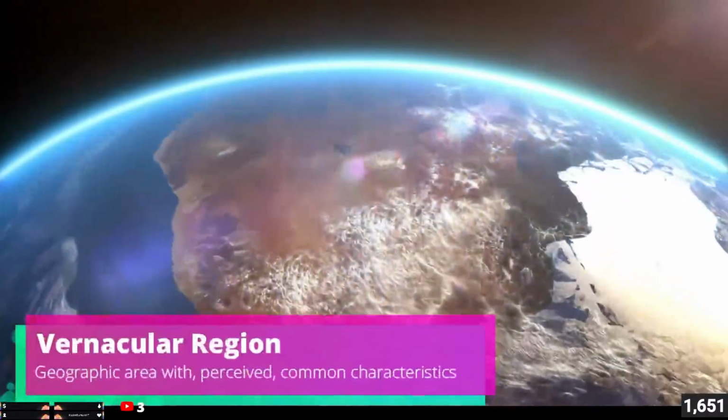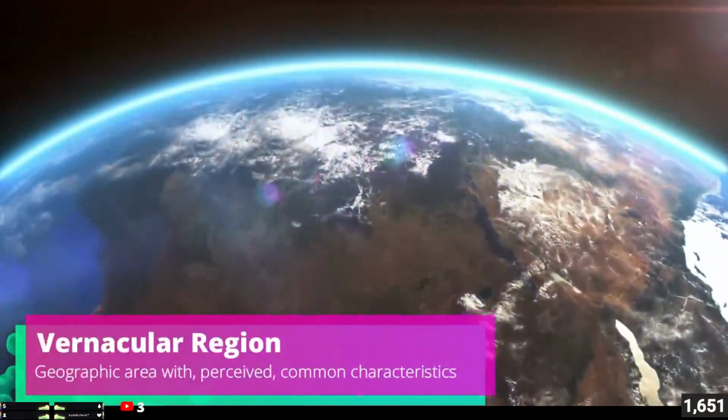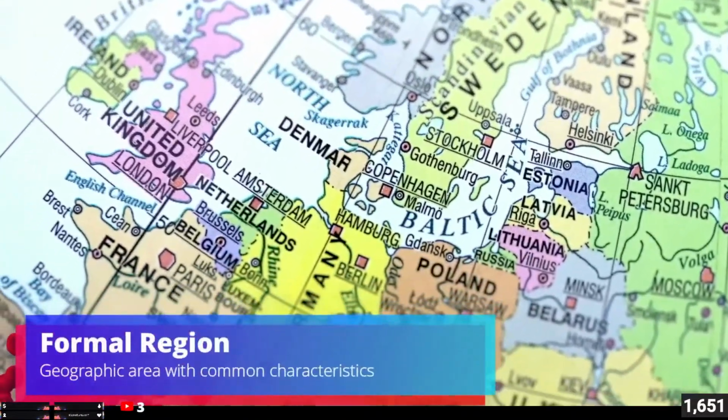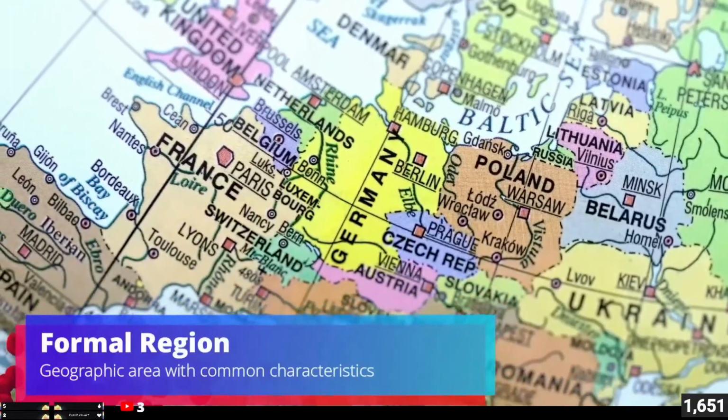We also have perceptual or vernacular regions. These are geographic regions that don't have a perfect definition, and they only exist because of people's beliefs, feelings, or attitudes about a region. Think of the Middle East. And lastly, we have formal and uniform regions, where we have geographic areas with common attributes, normally defined by different economic, social, political, or environmental characteristics. Think of a state's boundaries for this one.